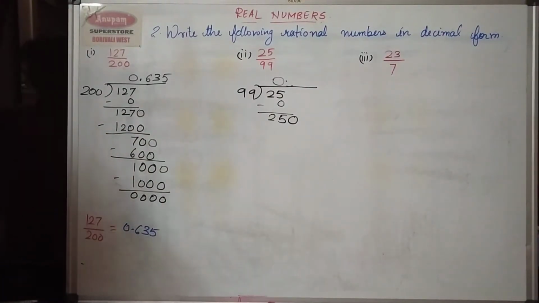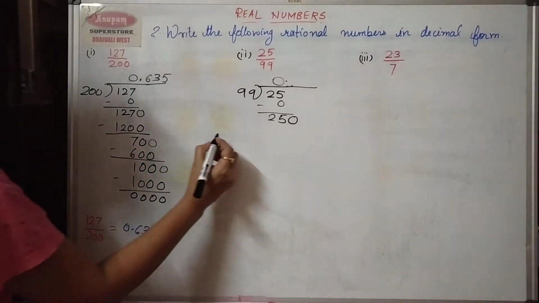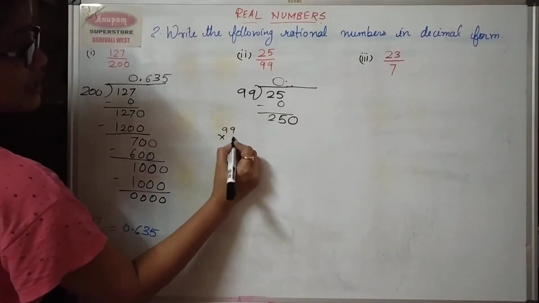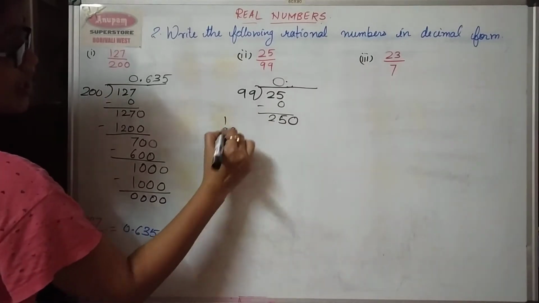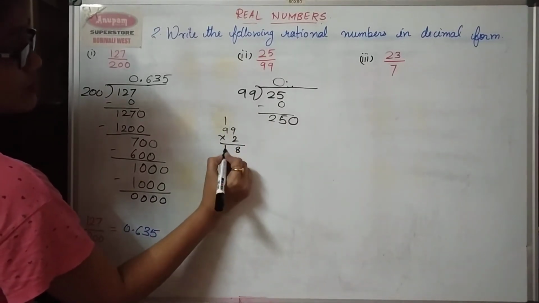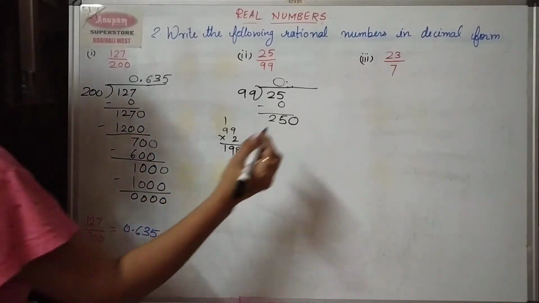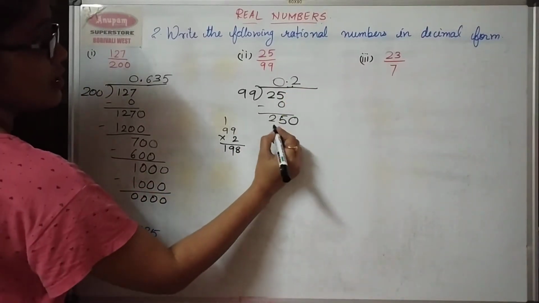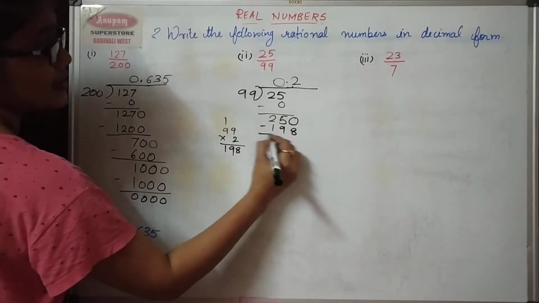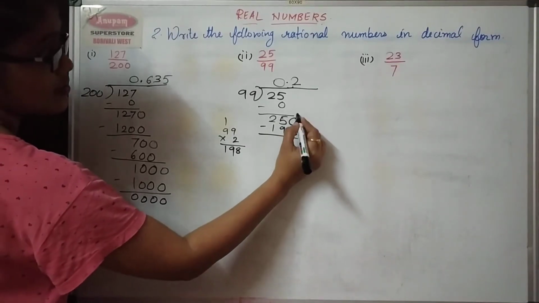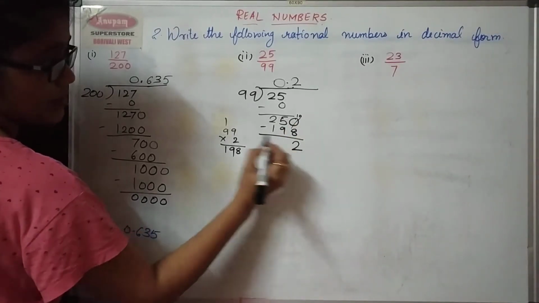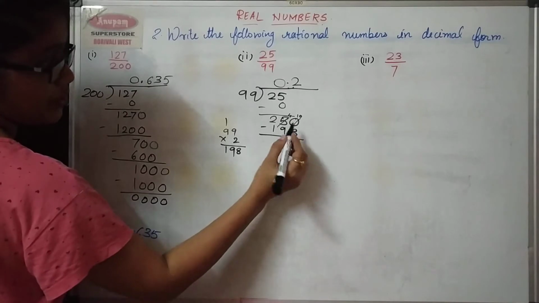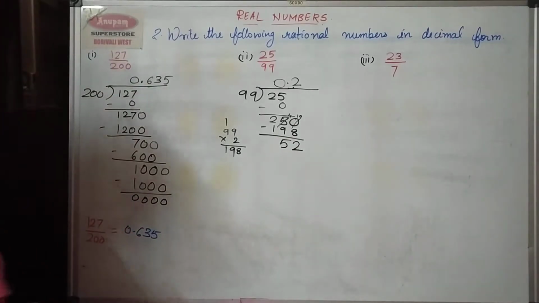Now 99 into something should give me 250. So 99 ones are 99, 99 twos are, let me see, what is 99 into 2. So 9 twos are 18, 9 twos are 18 plus 1, 19. So 99 into 2 gives me 198. Now I'll try subtracting this. This will be 10 minus 8, which will be 2. 4 minus 19, which will be 52.